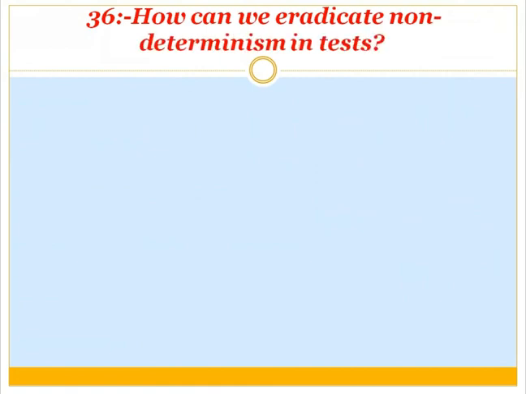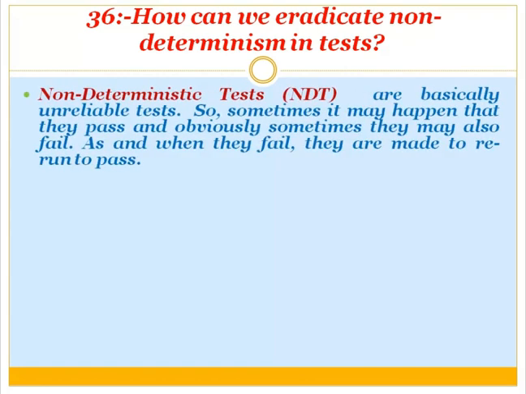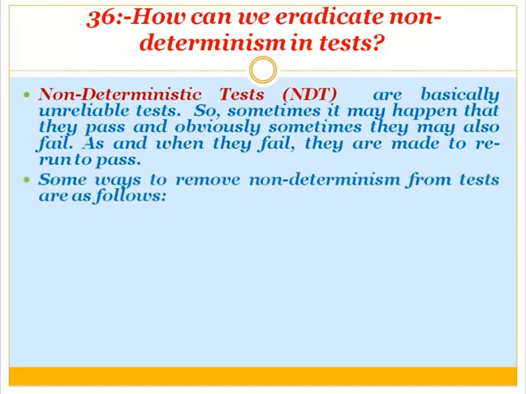Another question is, how can we eradicate non-determinism in tests? Non-deterministic tests, NDT, are basically unreliable tests. Sometimes they pass, and sometimes they may also fail. As and when they fail, they are made to rerun to pass. Some ways to remove non-determinism from tests are as follows.